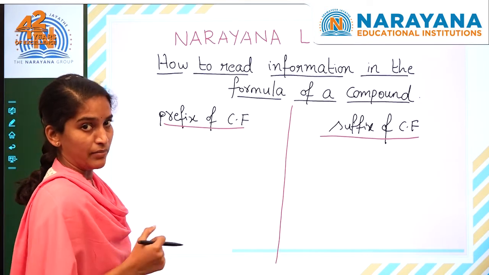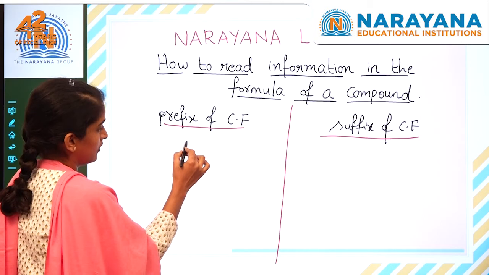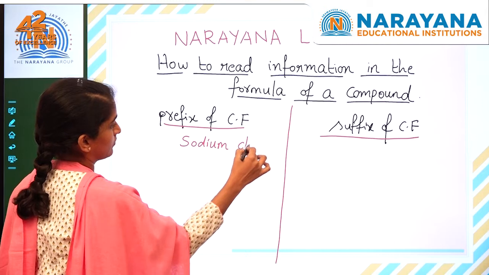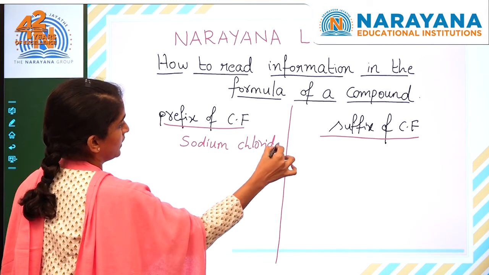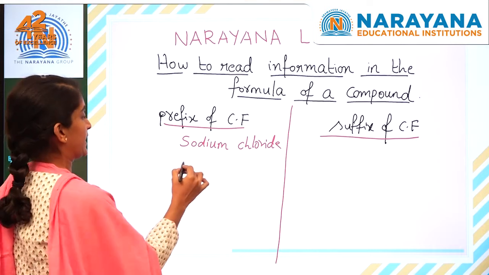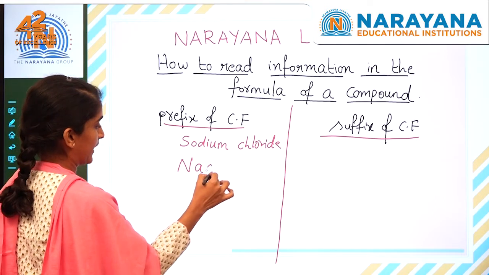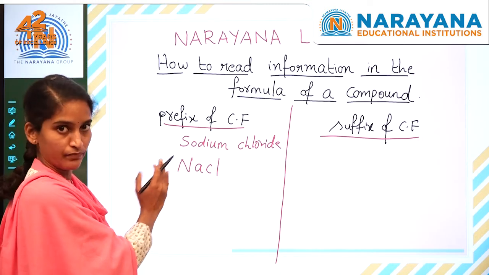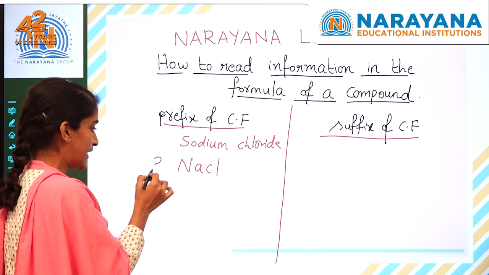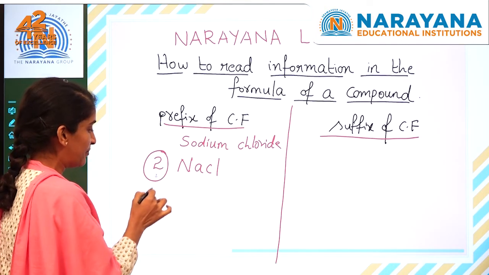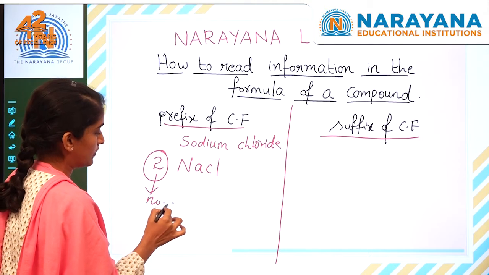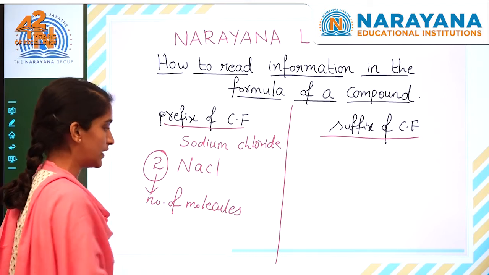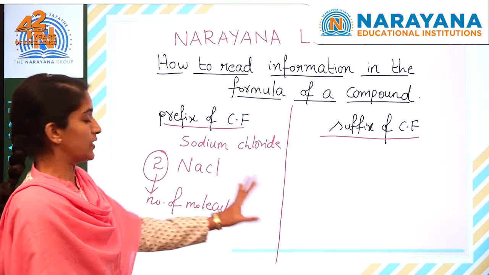So let us take one example, the compound sodium chloride. The chemical formula for sodium chloride is NaCl. So here, to the left side of the chemical formula, before the chemical formula, if there is any numeral, that numeral represents the number of molecules. So here how many molecules are there? 2 molecules are there. Okay.